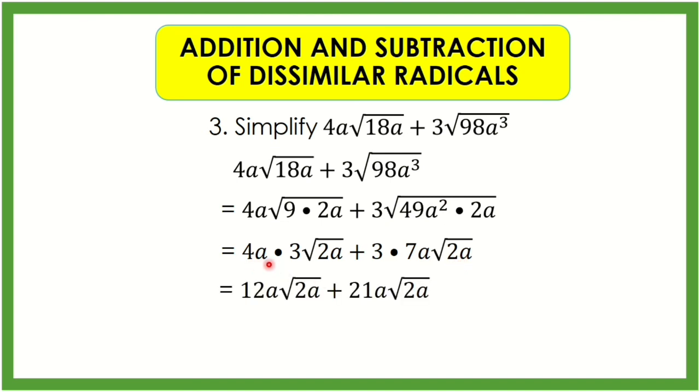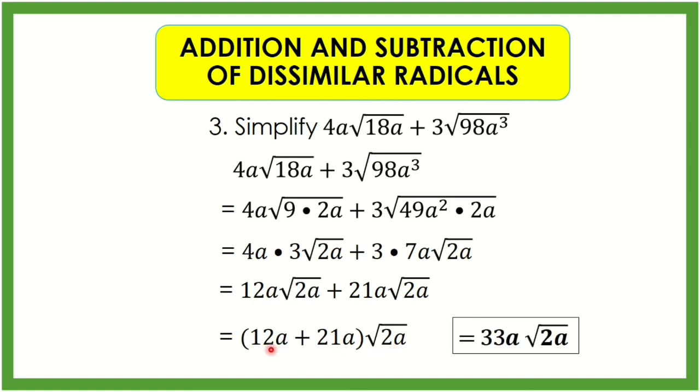We multiply 4a and 3. That is 12a. Then, square root of 2a. Plus, 3 times 7a is 21a. Times the square root of 2a. Meron na tayong similar radicals. Let's add their coefficients. 12a plus 21a times the square root of 2a. Ito yung kanilang common radical. 12a plus 21a is 33a times square root of 2a. This is the final answer.